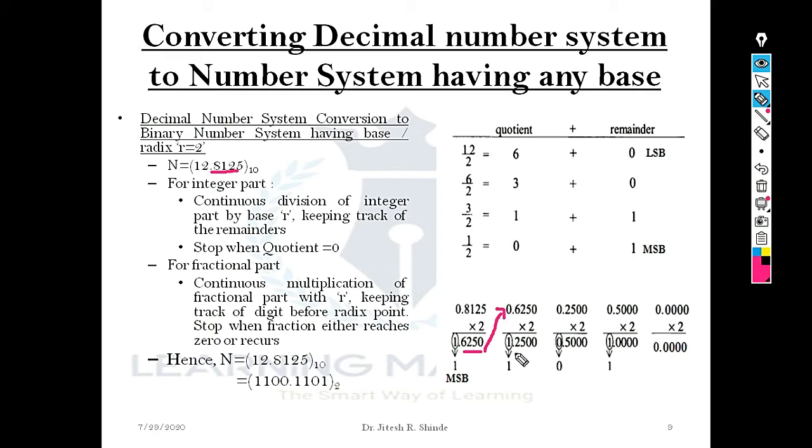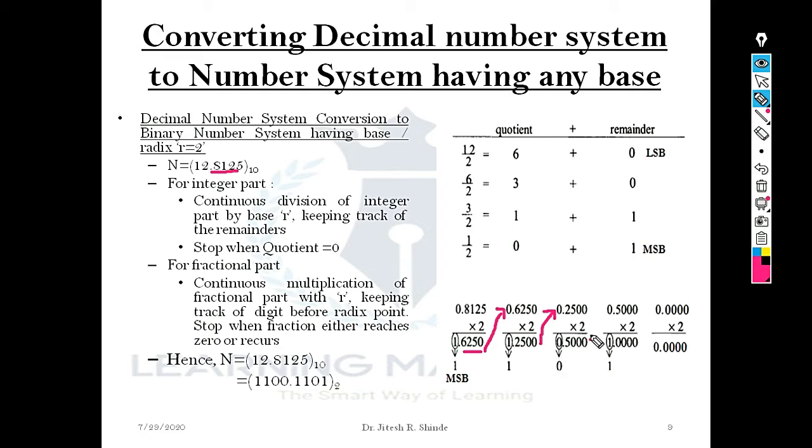Transfer it here. Now multiply this 0.6250 by 2. The answer we are getting is 1.2500. The 1 we have noted down here. Now multiply 0.25. The fractional part is neither 0 nor recurring, so again we need to multiply. 0.25 times 2, the answer we are getting is 0.500. Note down the digit before the decimal point. It is 0.